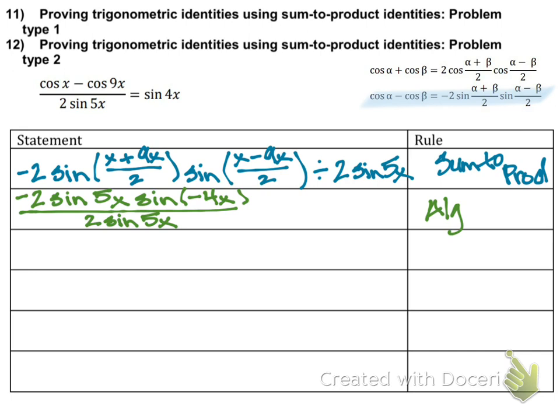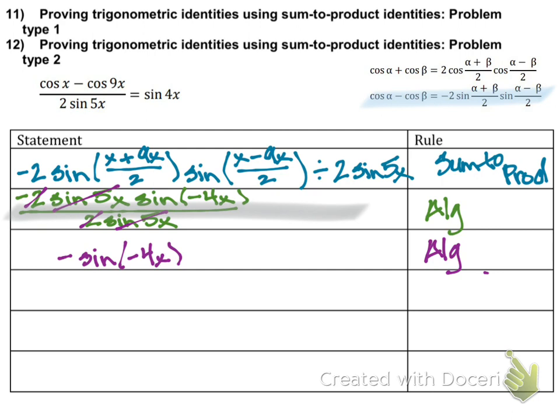All right, so what's next? What do you see pretty easily? We have some canceling to do, right? So these 2's cancel, and the sine of 5x cancels. So I'm left with negative sine of negative 4x. So that's also by algebra. And then remember in Alex, when you type it in, you could omit this step, right? Because both of those are algebra, but you would need it for your work.